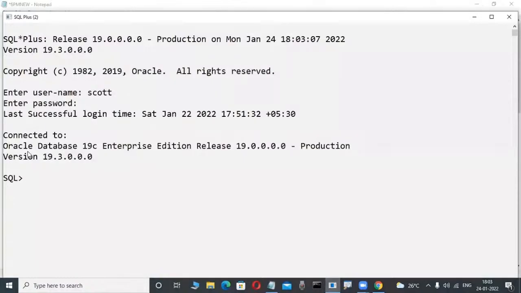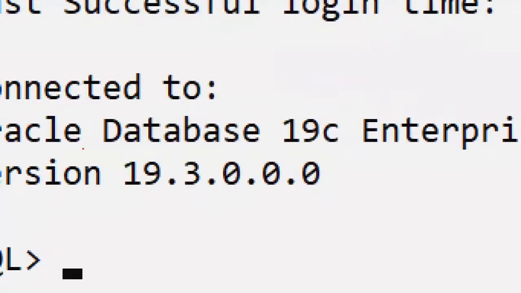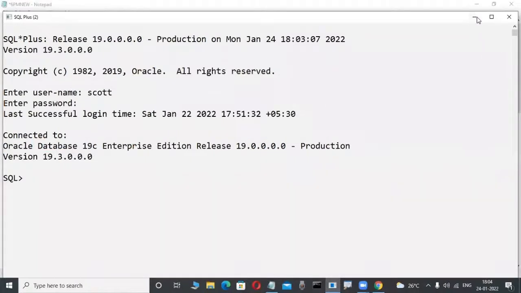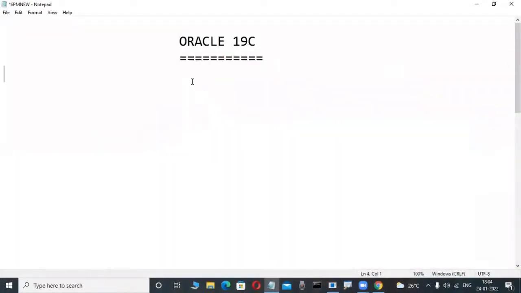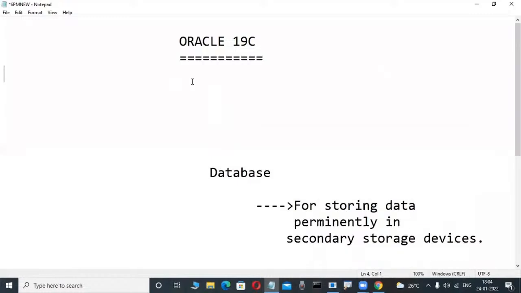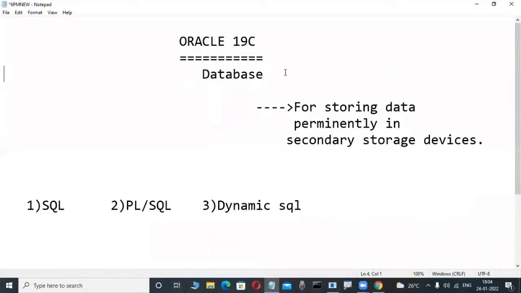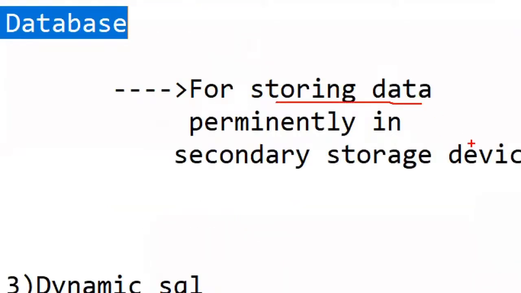Oracle is a product from Oracle Corporation. What type of product? A database product. What is the purpose of database products, either Oracle, SQL Server, DB2, so many products are there? For storing data permanently in the hard disk, in secondary storage devices. But not only storing data permanently, but also retrieving the data efficiently.